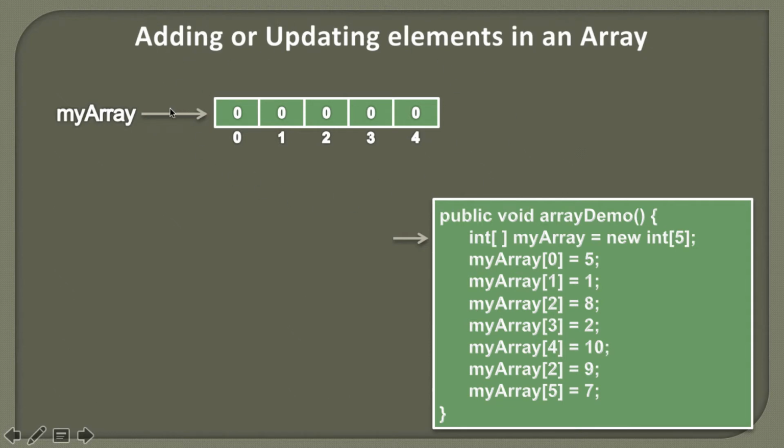You can consider this reference as a remote control, where using myArray we can simply control this array inside the memory. So using this variable and the indexes we have, we can simply store or update the elements inside this array. So how can we do that? Let's see its demonstration.